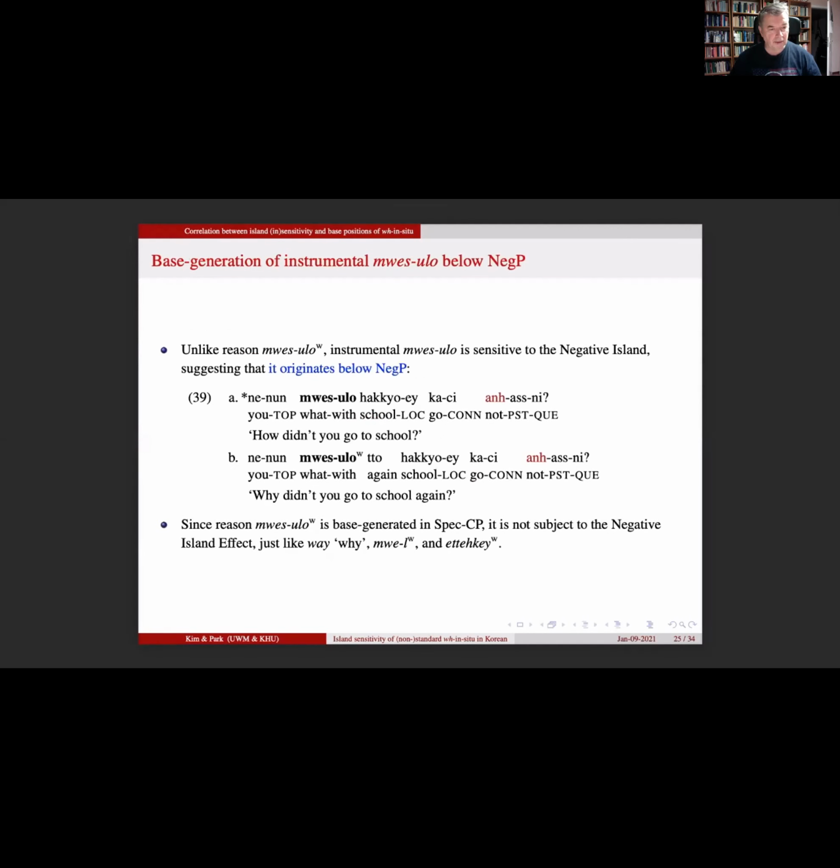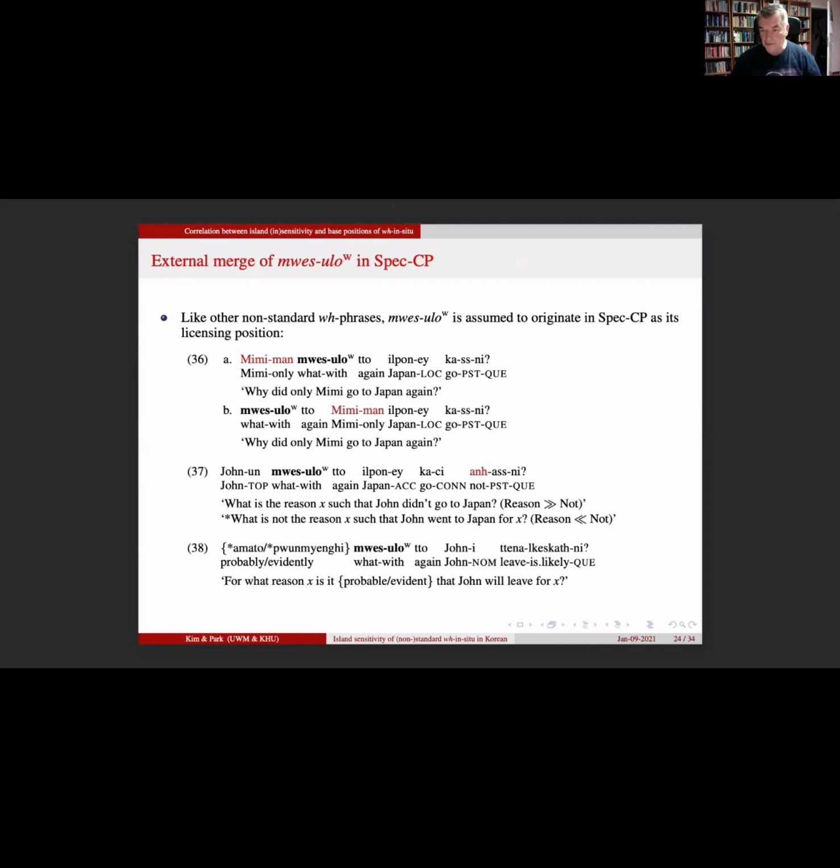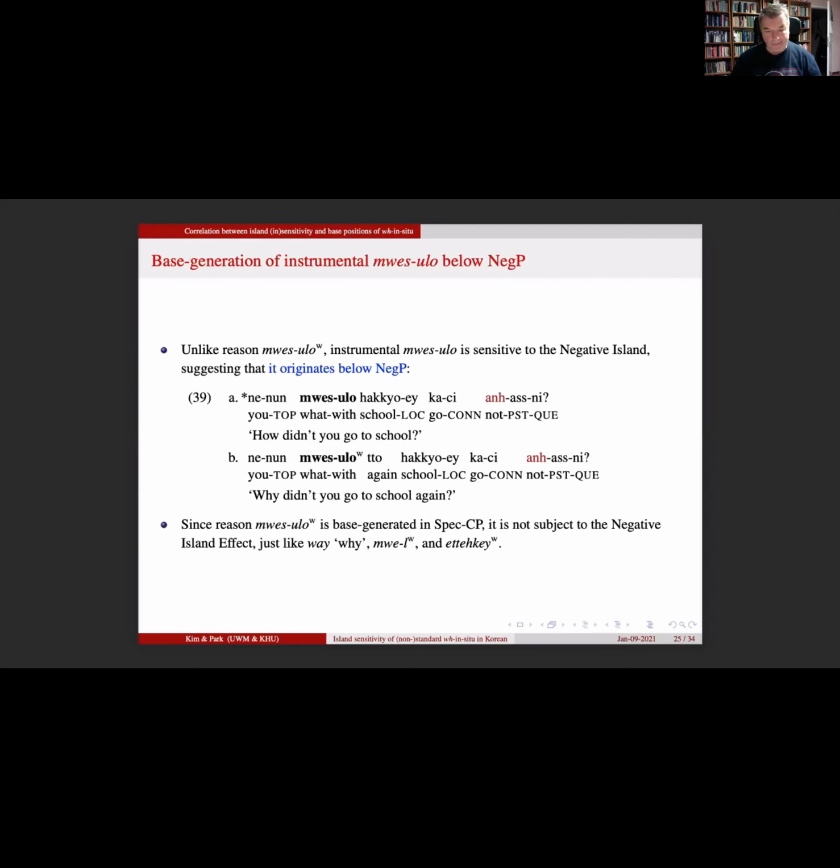We assume that, unlike non-standard 멋으로, standard instrumental 멋으로 is base-generated below negation phrase, in that it is sensitive to the negative island, as evidenced by the ungrammatical example 39a. 너는 멋으로 학교에 가지 않았니? Meanwhile, non-standard 멋으로 is not subject to the negative island effect, as we have seen in 37 here, because it is base generated in CP.